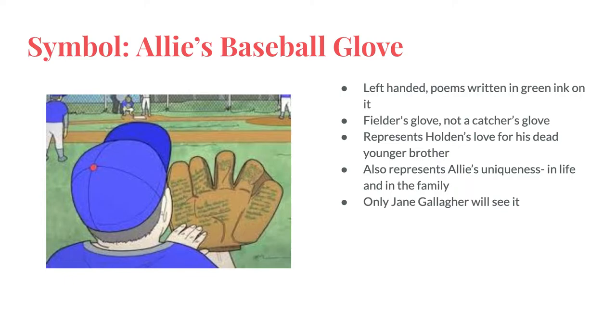And because this is a symbol, it's something that's really significant to Holden. It represents Holden's love for his now dead younger brother, Allie. And it also highlights how unique and special Allie was. It's kind of weird to write a bunch of poems all over your glove. It's also kind of interesting that Allie has a fielder's glove and he doesn't have a catcher's glove. So that's just another little bit of an allusion to the title.